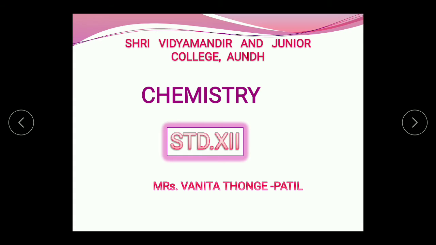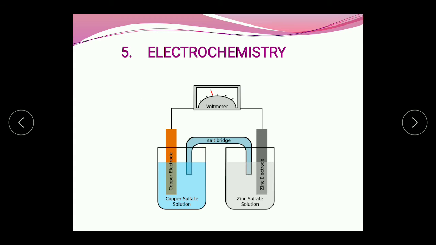As you all know, we have started studying the fifth lesson of your syllabus, that is electrochemistry. Before starting today's session, we will just revise what we learned in the previous session. In the previous session, we learned about a reference electrode. What does reference electrode mean? It is an electrode whose potential is arbitrarily taken as zero or is exactly known.